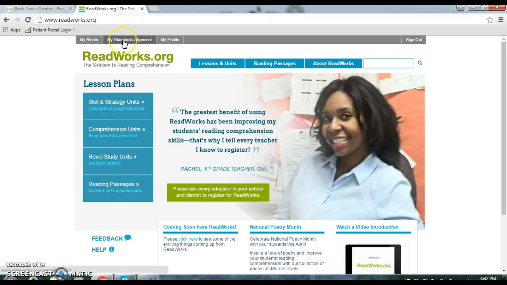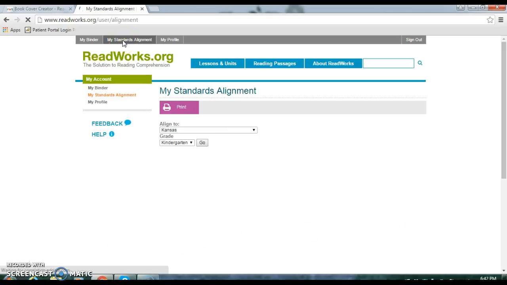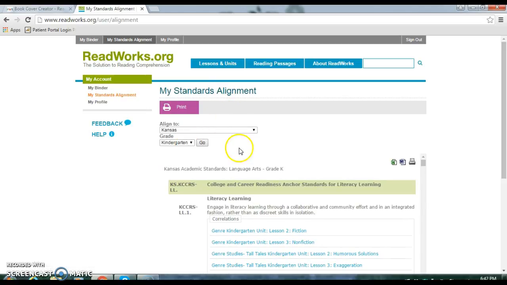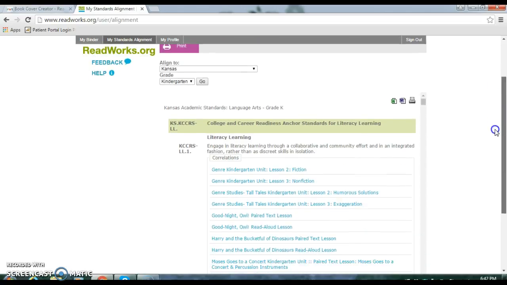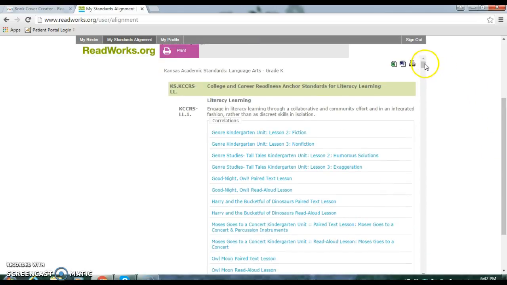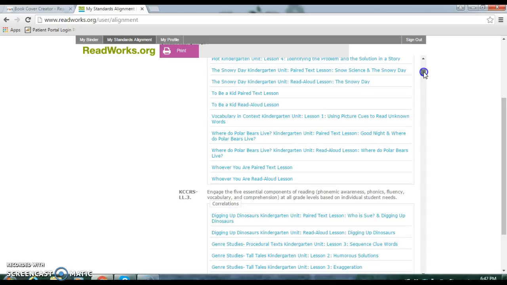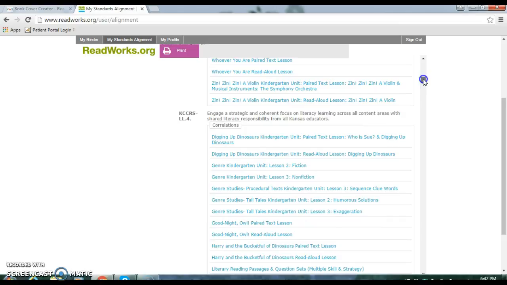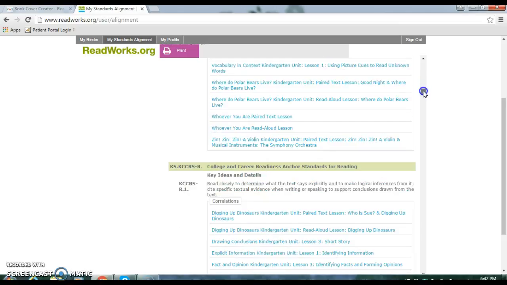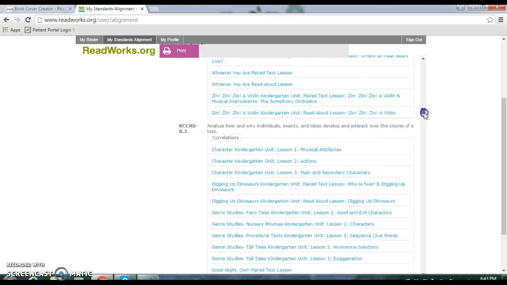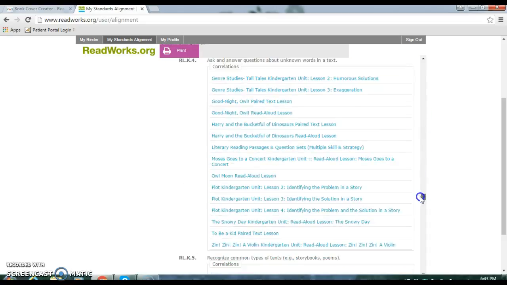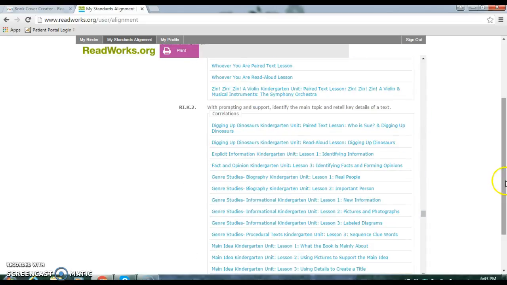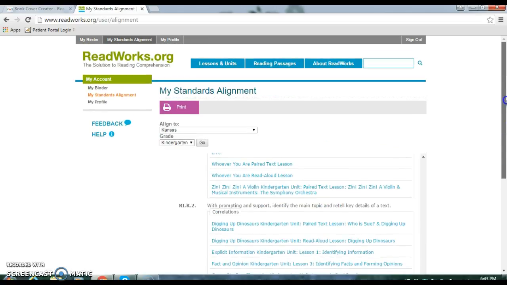So if you go here to my standards alignment, this is where you put in which state you work in and the grade level. This lists all of the Common Core state standards for your particular grade level. And these are all of the different lessons and units that go along with each standard. I mean, look, it's just huge. Tons and tons of awesome resources.